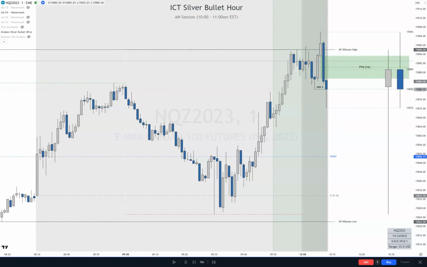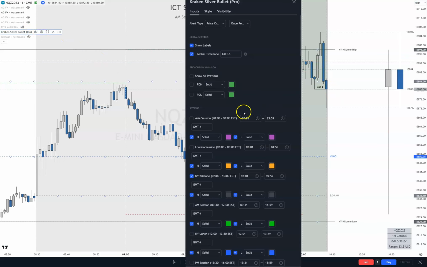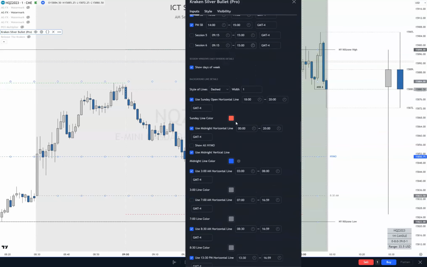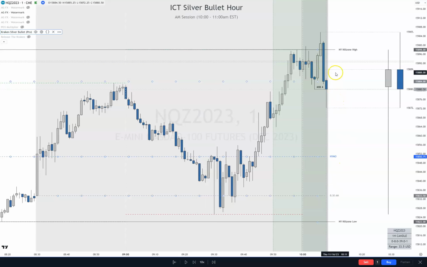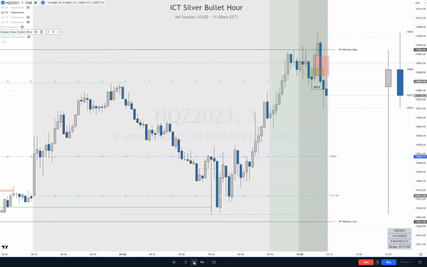I'm going to take off these two fair value gaps right now. I'm going to show you one of the options with the Kraken Silver Bullet Pro indicator: you can actually turn on show balanced price ranges. So let's click on that and let's show only clean balanced price ranges. And now when you see this, you will have one here for this one, for this two, and then one for this big one. So there's your two balanced price ranges, right?